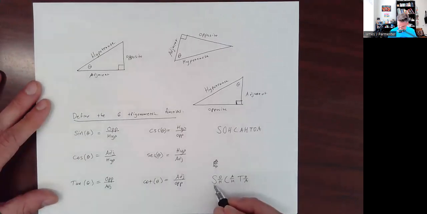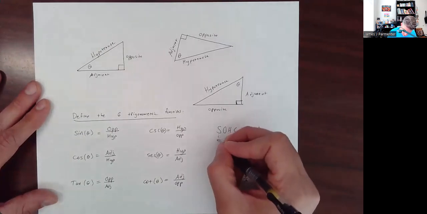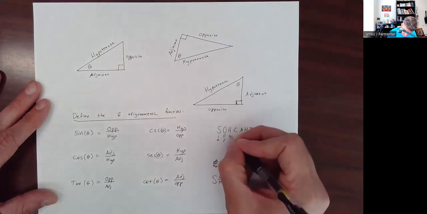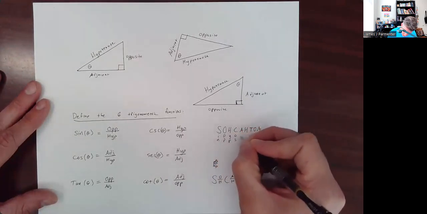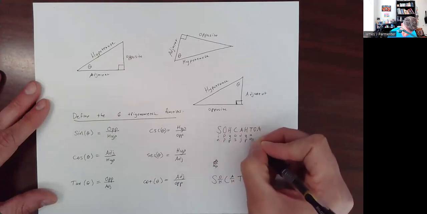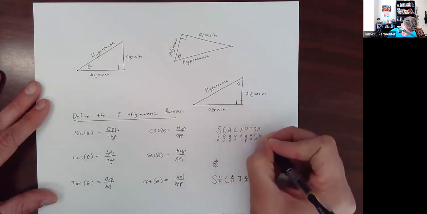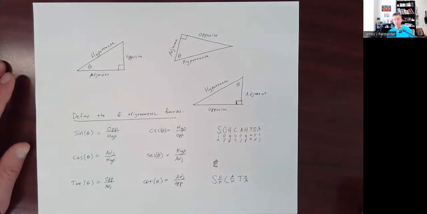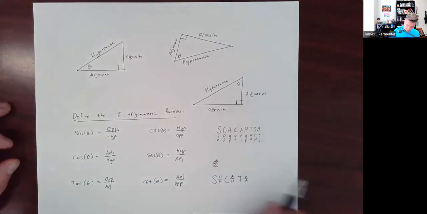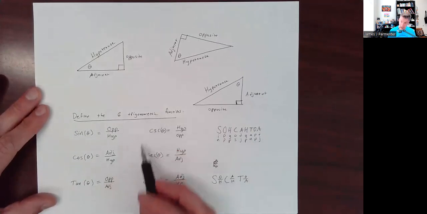To remind themselves that sine is opposite of hypotenuse, cosine is adjacent of hypotenuse, tangent is opposite of adjacent. Or you can do it like this: sine is opposite over hypotenuse, cosine is adjacent over hypotenuse, and tangent is opposite over adjacent. Whatever works best for you.